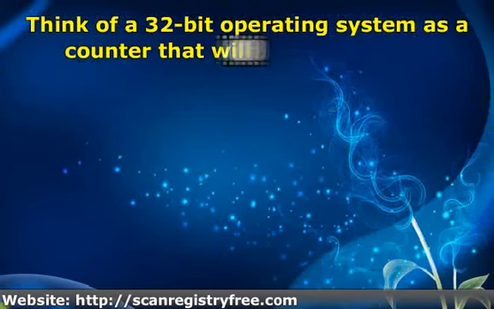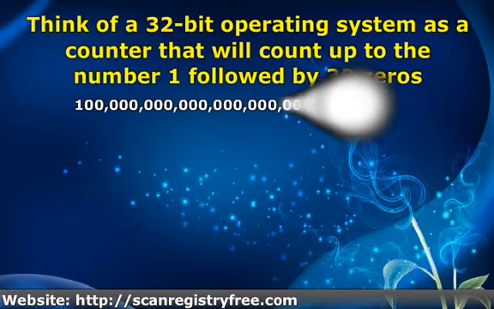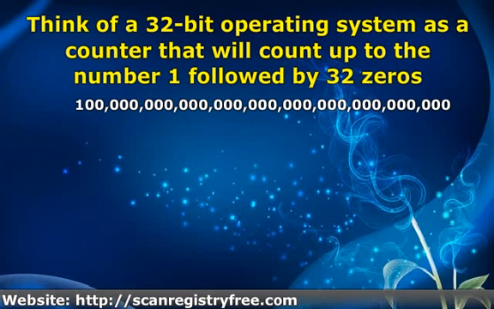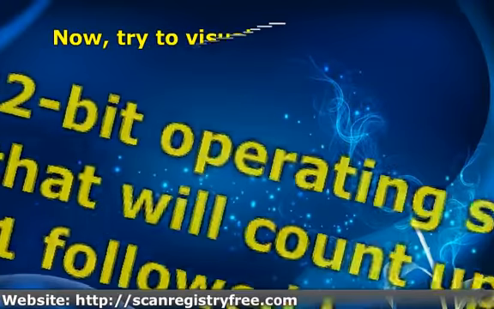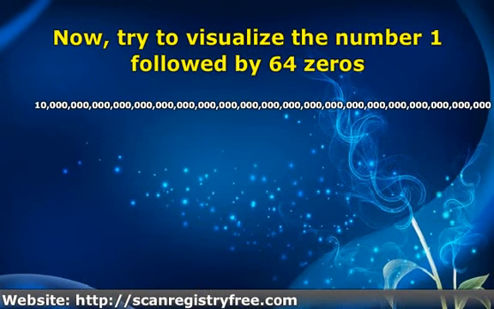Think of a 32-bit operating system as a counter that will count up to the number 1 followed by 32 zeros. What the name for this number is, I simply don't know. Also, imagine this number represents the amount of power the Windows registry needs to support an operating system that is 32 bits. Now, try to visualize the number 1 followed by 64 zeros. Imagine this represents the power a Windows registry will need to run a 64-bit Windows operating system. By doing this, you can easily see the difference between the size of these two operating systems.